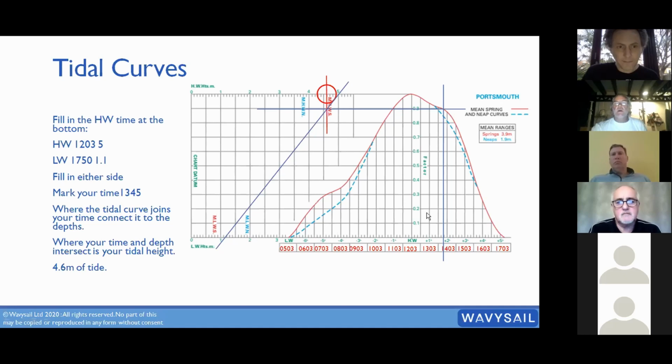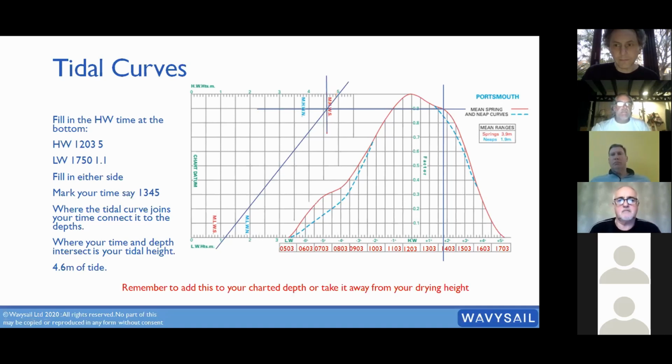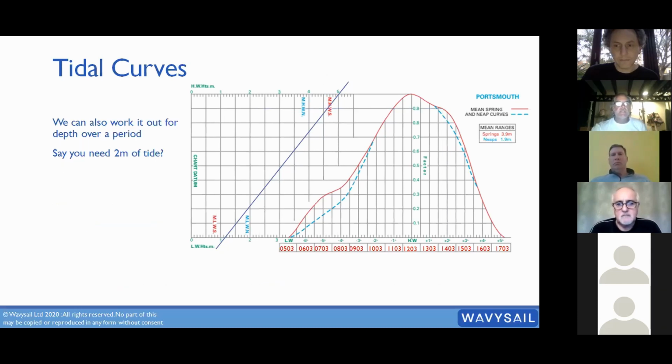So if we look at our height of tide at 12:03, goes all the way up till it hits the curve, comes across from the curve until it hits the high water. Conversely, the same thing at low water, come up to the curve, bang, come across, there's your low water. Okay. So that's how we get a daily time tide. So that gives us 4.6 meters. Okay. Remember to add your chart datum or take away your drying height.